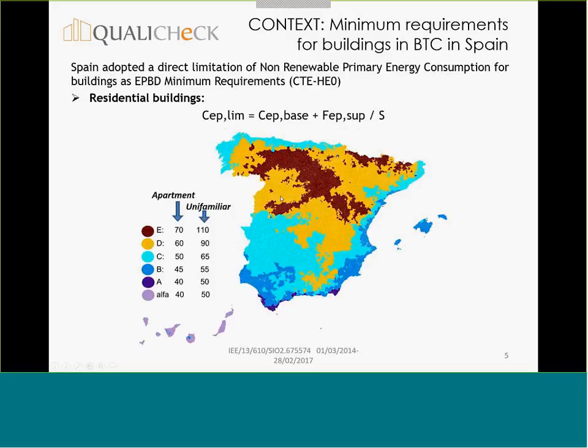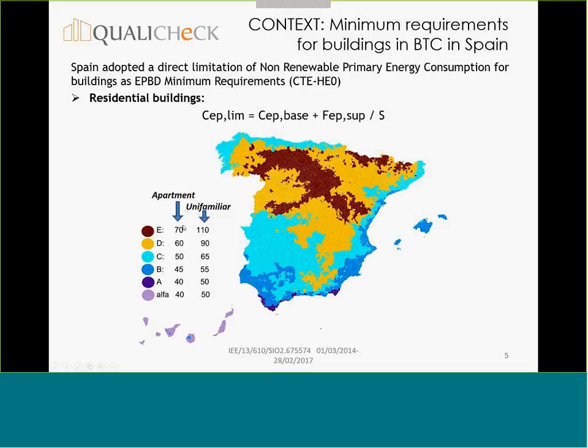Then, for you to understand better, this is the climatic zone for winter in Spain. This is letter from alpha, then A up to E, and you can see here the colors for the map of Spain. And then for apartment buildings, you see the numbers we obtain up to 70 is the maximum, and unifamiliar buildings we have bigger limits. You see the apartments are bigger, then the limit is lower than unifamiliar buildings. Then this is more or less in line with limits in other European countries.